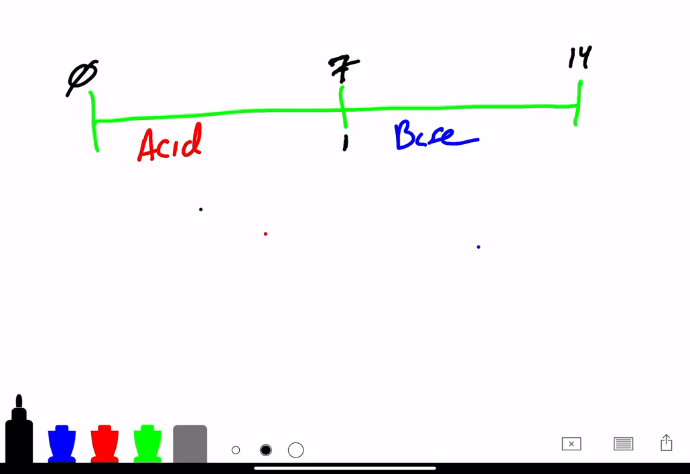Anything in this area, what you're going to have is OH is greater than H plus. Anything on this side, you're going to have OH is less than H plus. And the more acidic something is, the lower the pH is going to be. So we can use the pH to find the concentration of the base too using the auto-ionization of water.